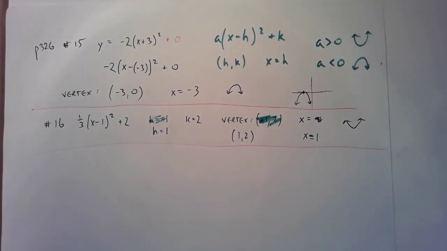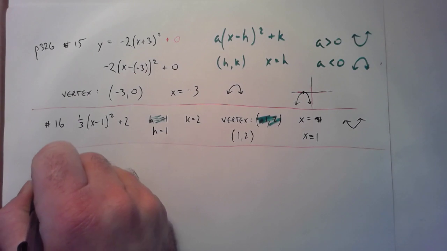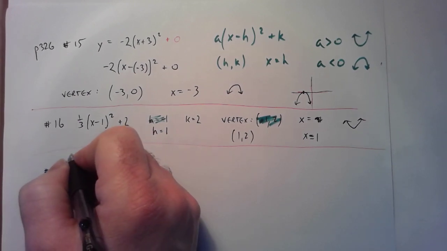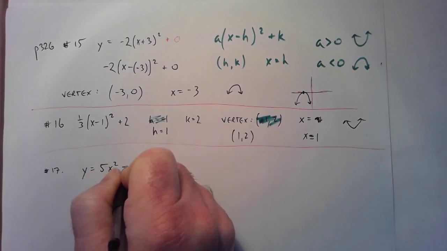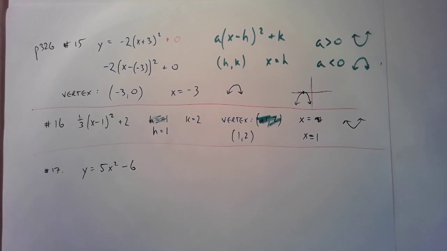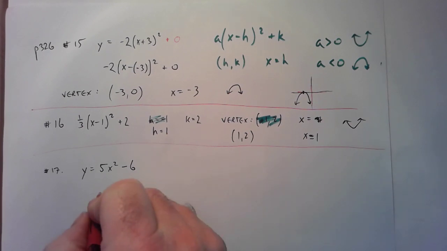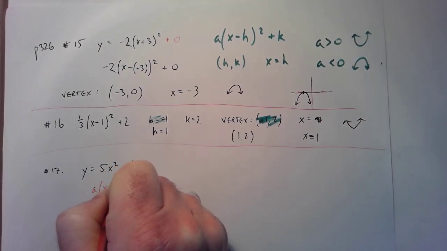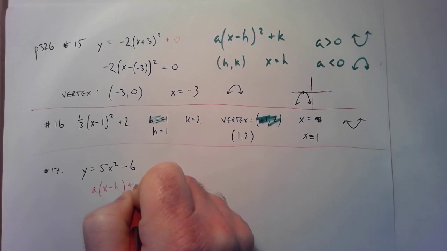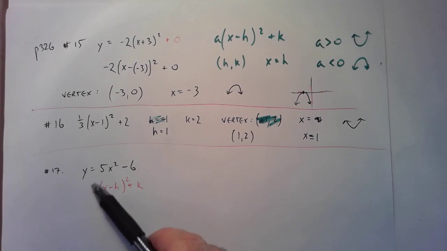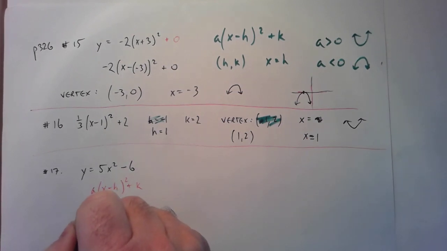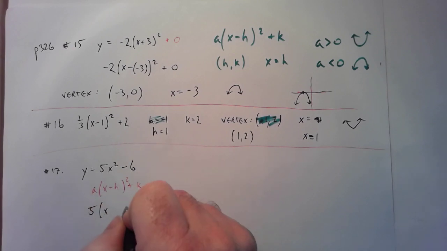All right, number 17. Number 17 is y equals 5x squared minus 6. So to put this in vertex form would be to make it look like this. And it looks like a is 5. But what am I subtracting from x before I square it? Nothing.